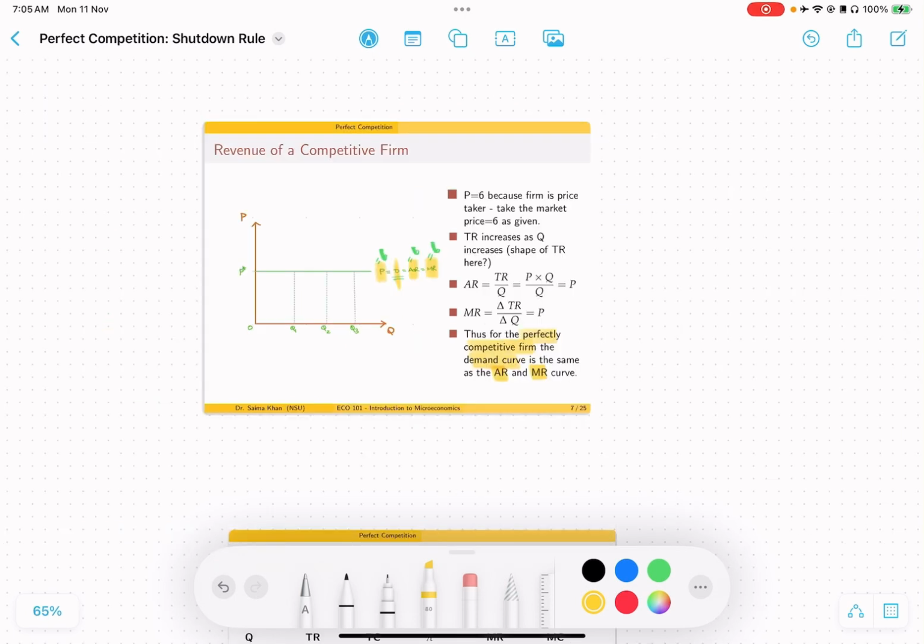You will see later on that this doesn't hold true when we look at a monopoly or monopolistic competition. So with that, we close our discussion on total revenue and how the average revenue and the marginal revenue are the same curve when it comes to the perfectly competitive firm.